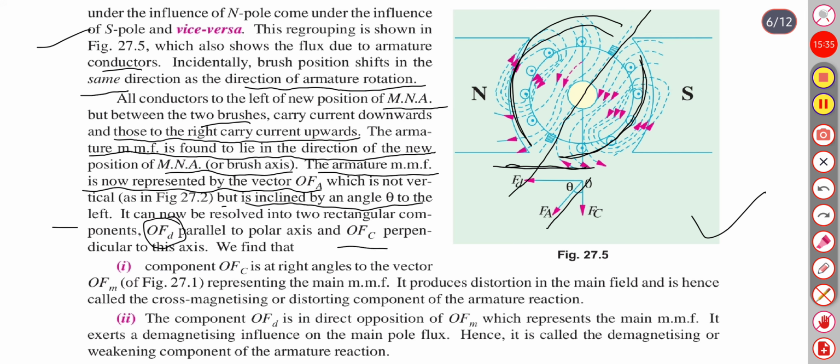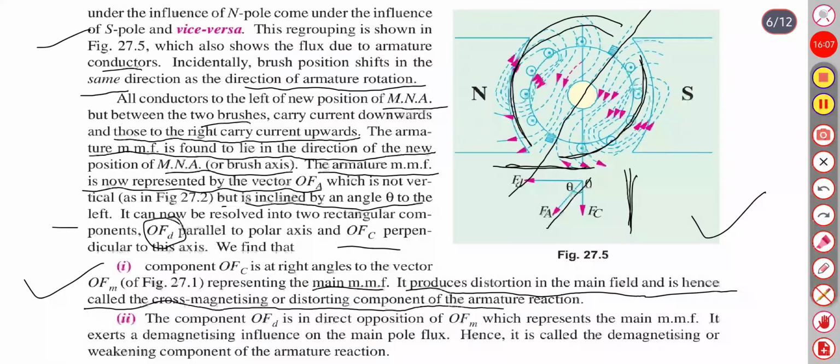and second OFC, which is perpendicular to the axis. We find that component OFC, this one, is at right angle to the vector OFM, representing the main MMF. It produces distortion in the main field and hence is called the cross magnetizing or distorting component of the armature reaction.